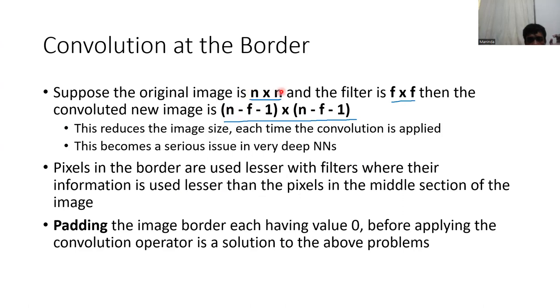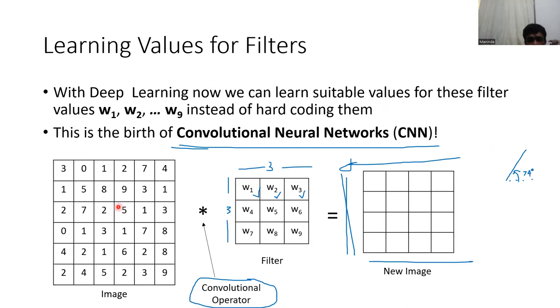This image size will get reduced in each of the convolutional operations, right? So suppose we have 30 operations, then our image will be highly reduced in size. So that is a problem. And the other problem is that when you are applying the convolution operation, right?